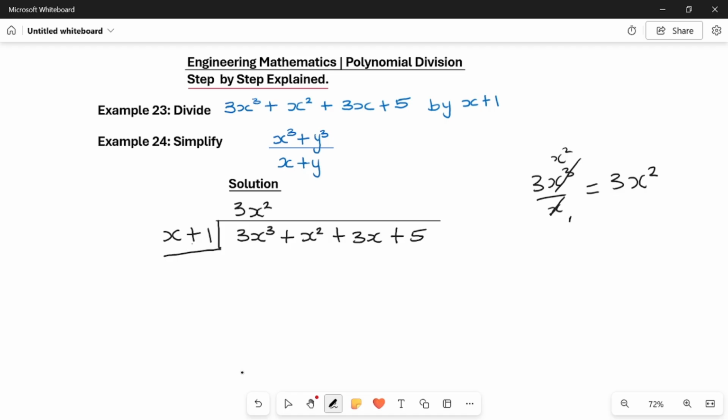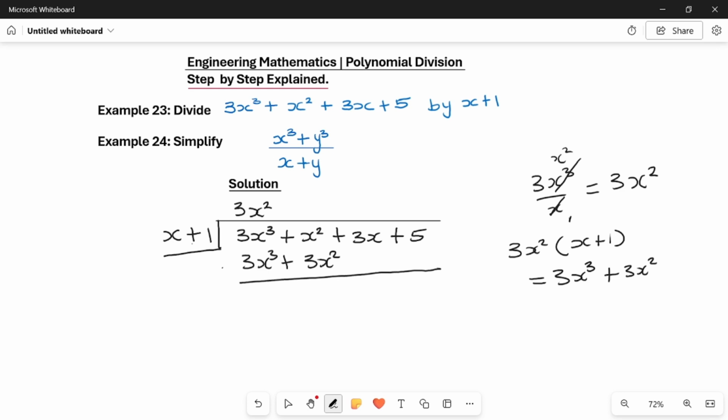Next up, we'll have what? 3x squared times x plus 1. 3x squared times everything there, that's the divisor, x plus 1, which will give us what? 3x cubed plus 3x squared. So we write it down here. 3x cubed plus what? 3x squared.